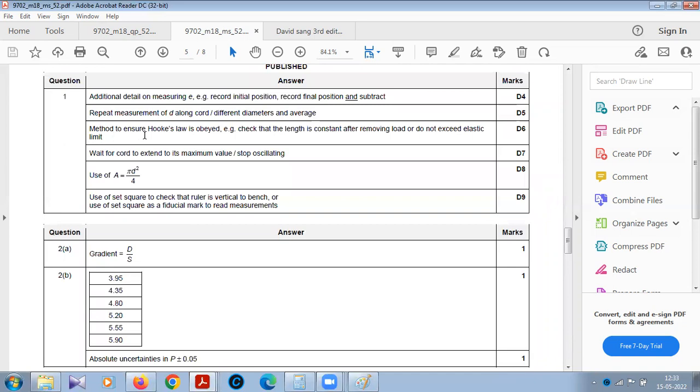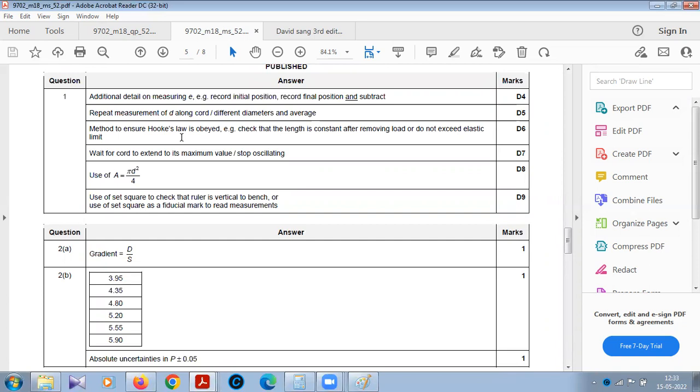Next, you can see if Hooke's law is obeyed. Because if we hang a very large mass, then what will happen? The wire will not come back to the original position. Up to a certain position, it follows Hooke's law. That means the stress versus strain curve is a straight line.